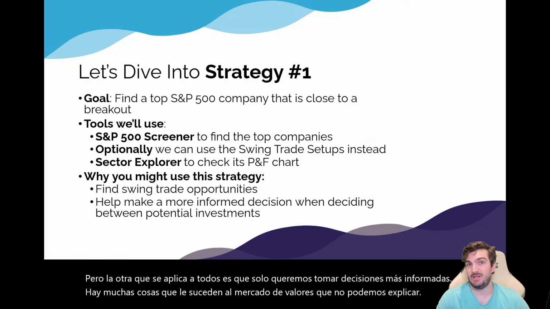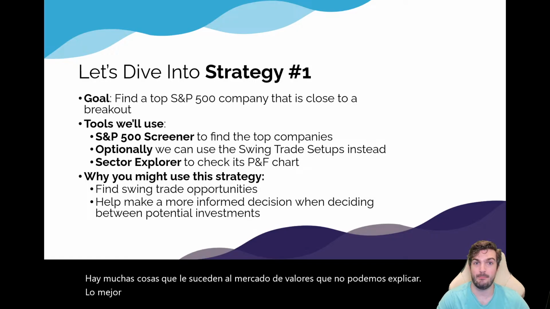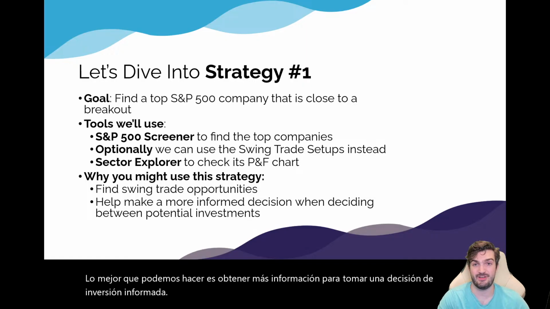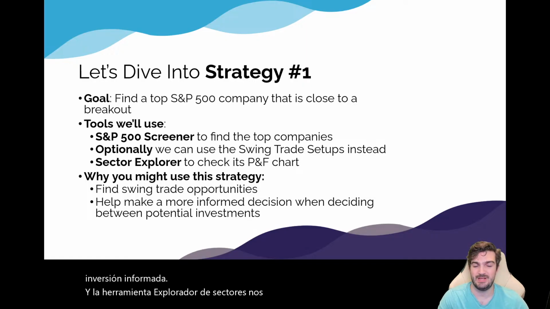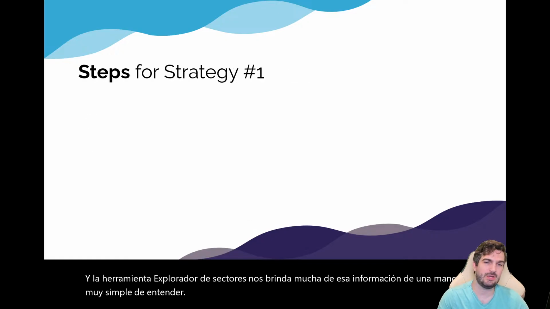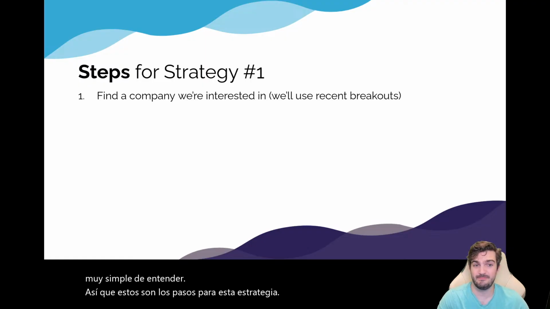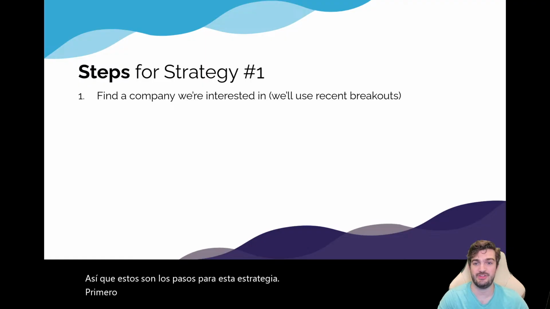The best thing that we can do is take in more information to make an informed investment decision. And the Sector Explorer tool gives us a lot of that information in a very simple to understand way. So here are the steps for this strategy. First, find a company that we're interested in.